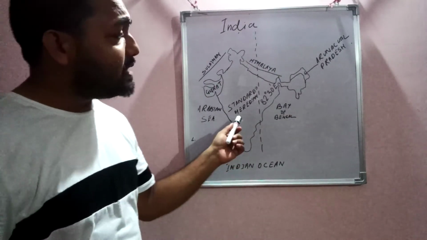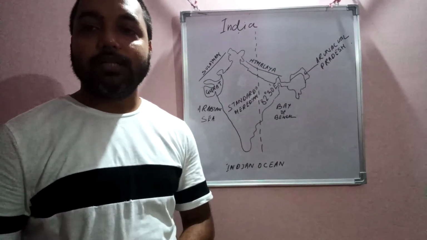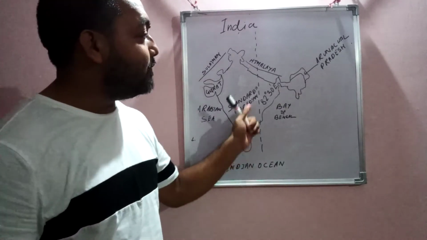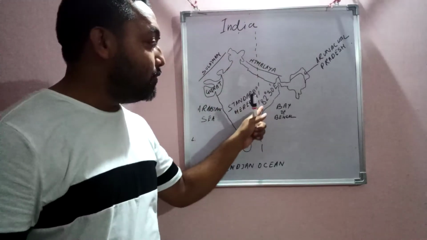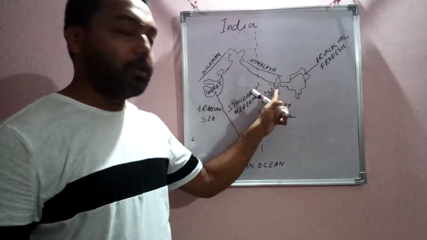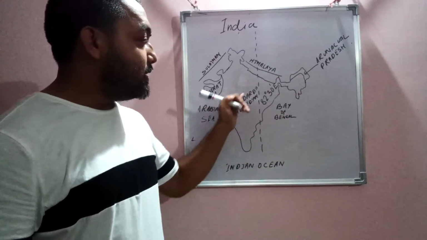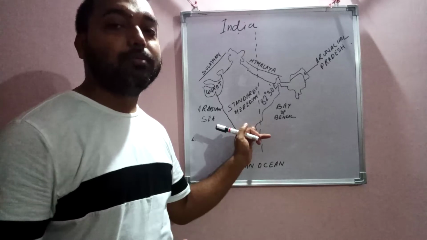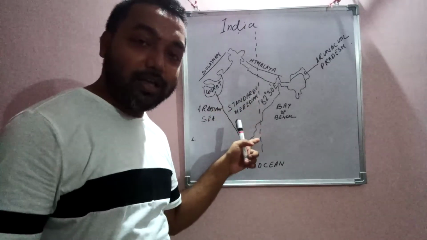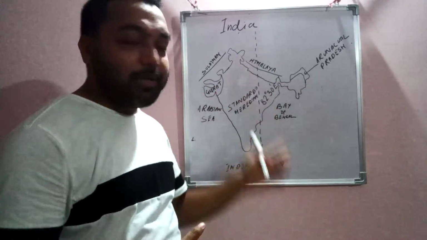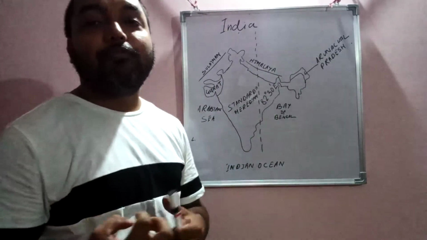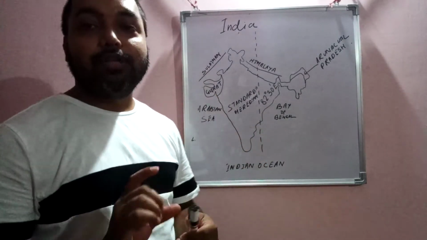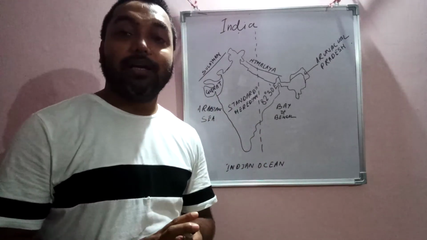Now let us see the standard meridian of India. What a standard meridian is, we will discuss in the next point. The standard meridian of India is 82 degree 30 minute east longitude. It passes over Mirzapur in Uttar Pradesh. From this meridian only, the time for the whole country is derived, in respect to the 0 degree longitude, which is known as Greenwich Mean Time.